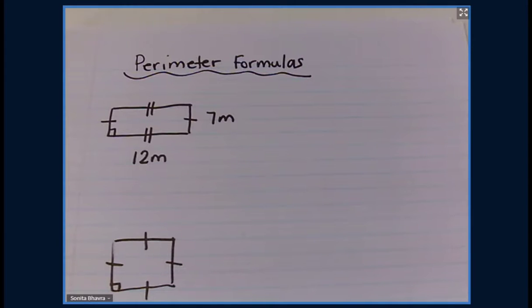All right, today's lesson we are looking at perimeter formulas, and we're going to start with rectangles, then we're going to look at squares, and then we're going to look at triangles. So we're looking at 3 formulas today. So let's take a look at the perimeter formula for a rectangle.